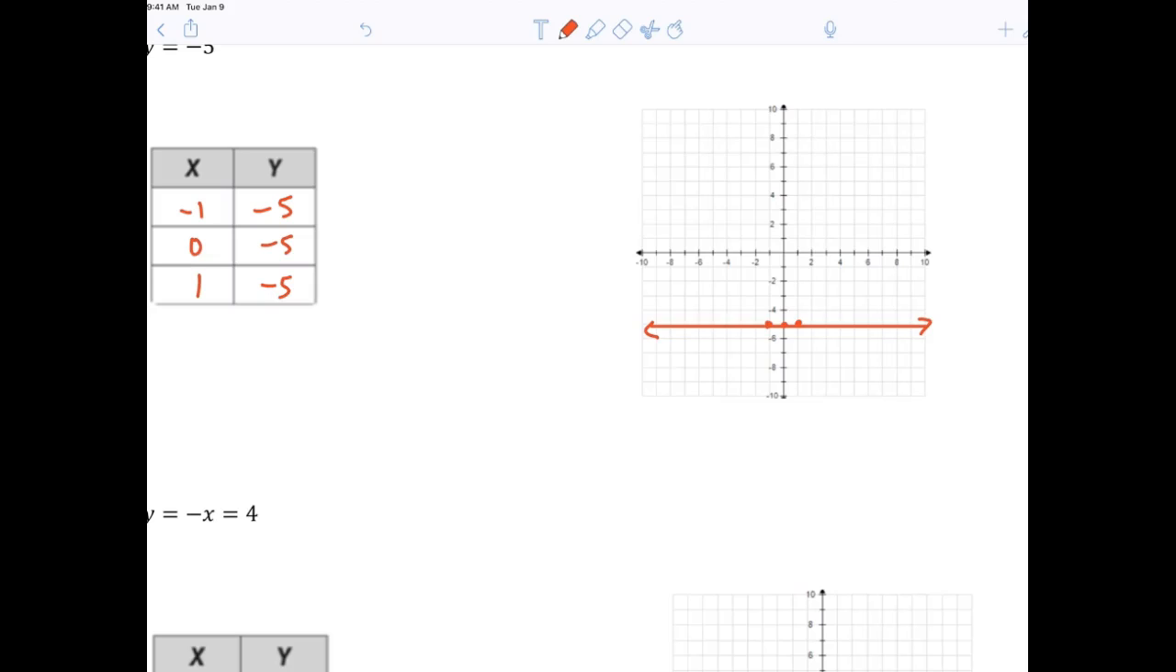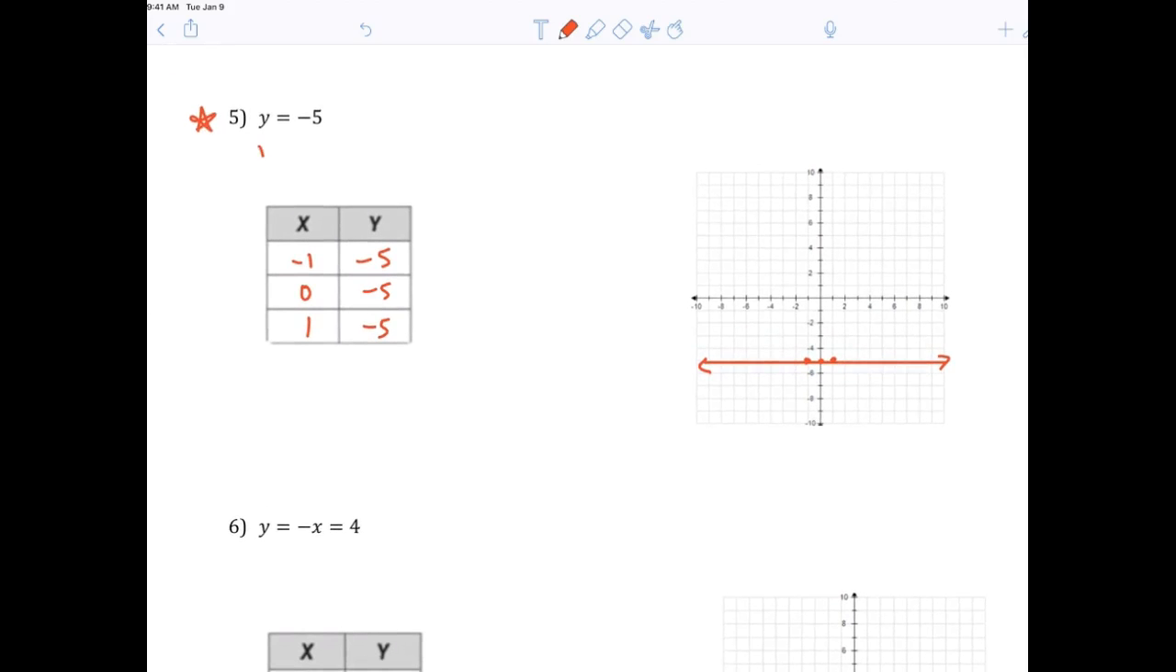What, Miss Schulzman? I'm confused because there's no x. Right. So that means you could write it like this: 0x minus 5. So then 0 times anything is what? 0. Right?